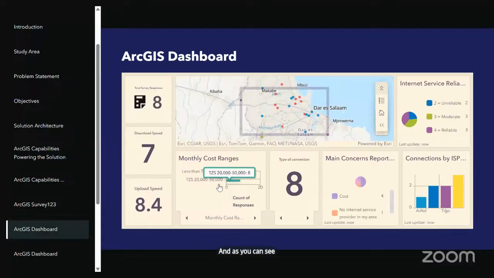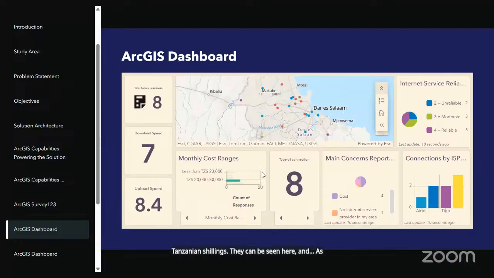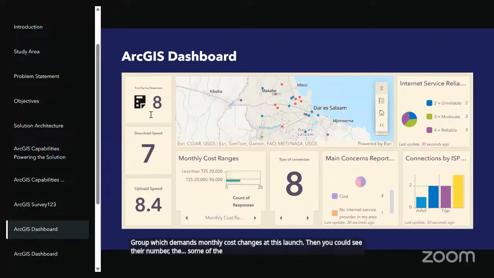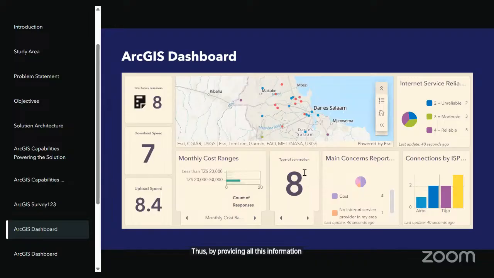And as you can see, for example, for those who use from 10,000 to 50,000 Tanzanian shillings, they can be seen here, and as our dashboard is interactive, you can see as I've clicked on this group, whose monthly cost ranges at this range, then you could see their number, the total surveys that they have responded. Thus, by providing all this information, then TCRA could see the compliance of the services and see if there are other areas that need improvement.